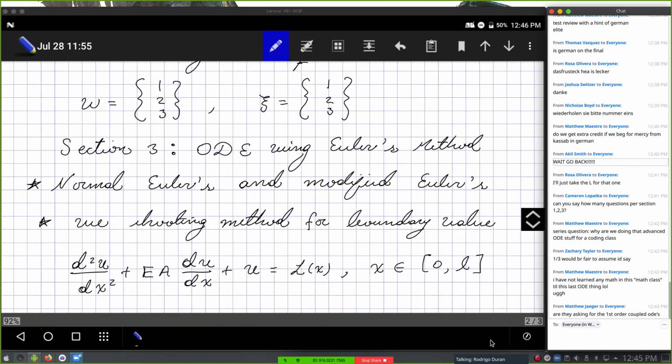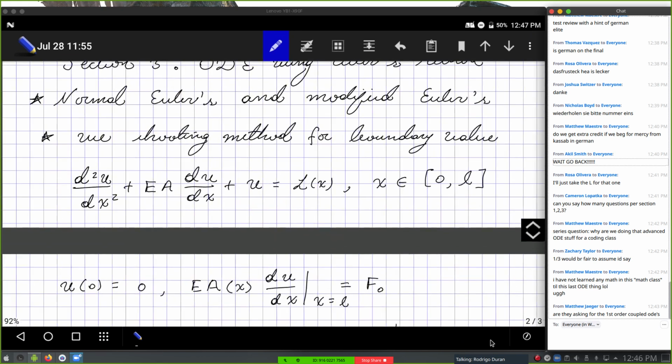But section 3, which is the last section, is ODE using Euler's method. So normal Euler's method and modified Euler's method. Those are the two big guys in this section. And then there's one question. So the normal Euler's and modified Euler's will be the big chunk of this section. The shooting method for boundary value problems, it's only one question if I remember correctly.